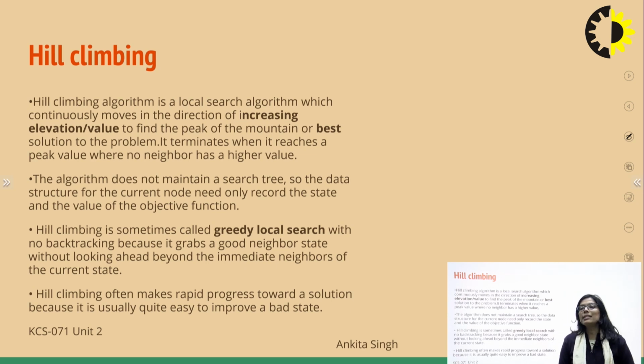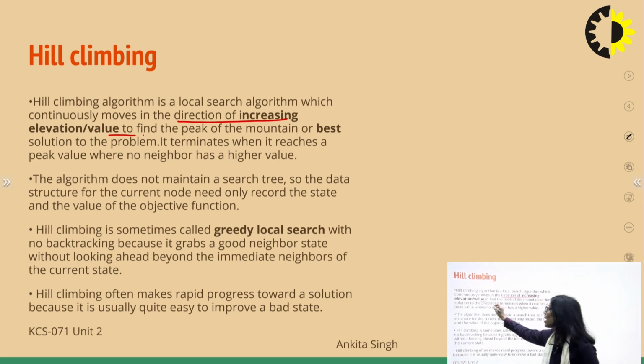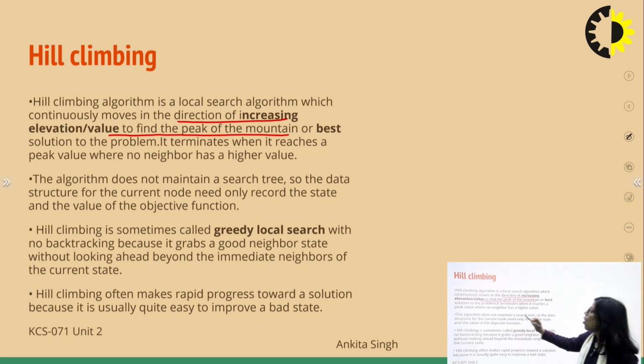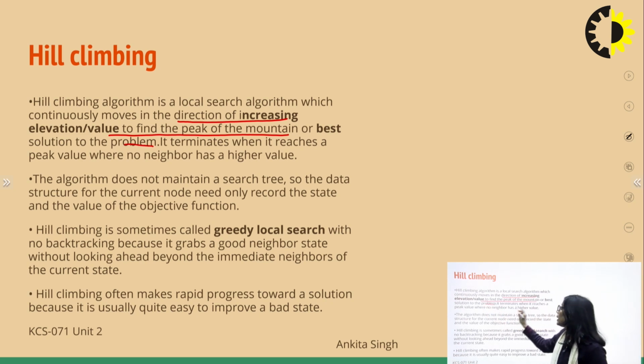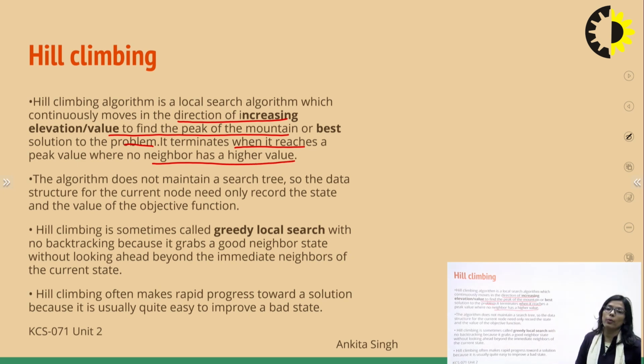Now it says that if I am at a node, I will be moving to my neighboring node only if its objective function value is better than mine. Then only I will move, otherwise I won't move. So this is the basic crux of the hill climbing algorithm. It says that I will continuously move in the direction of increasing elevation or value to find the peak of the mountain, or the best solution to the problem. It terminates when it reaches the peak value where no neighbor has a higher value.